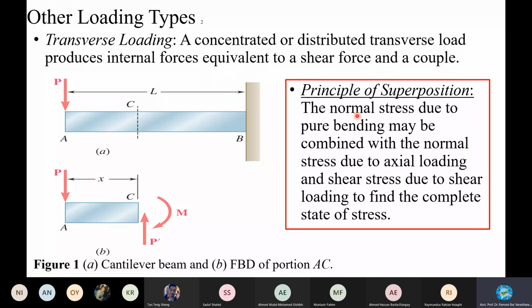The principle of superposition method is used. The normal stress due to pure bending may be combined with the normal stress due to axial loading and shear stress due to shear loading to find the complete state of stress. Once you know the shear force and the bending moment acting on it for the given loading and also the support condition, you can find the stress. We can superimpose these effects to find your stress. For stress from load, it is P over A, right?